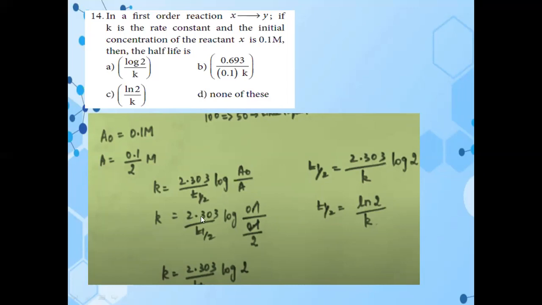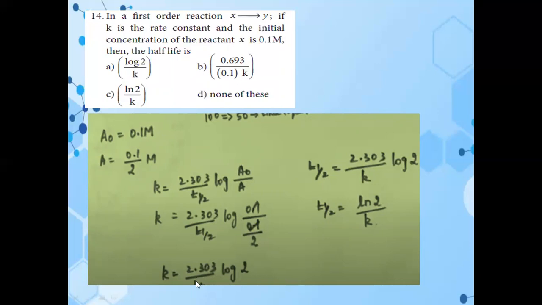So k is equal to 2.303 divided by t half log of A initial value 0.1, divided by A value 0.1 divided by 2. Both 0.1 are the same here, so we have cancelled that one. The 2 in the denominator goes upside, so we are getting k is equal to 2.303 divided by t half log of 2. So t half only we are going to calculate.